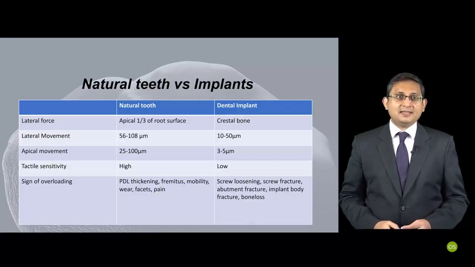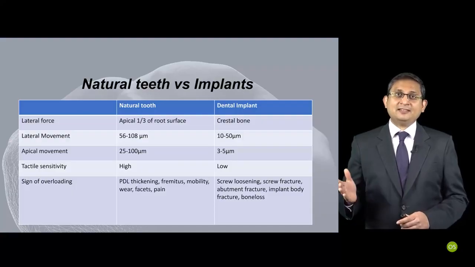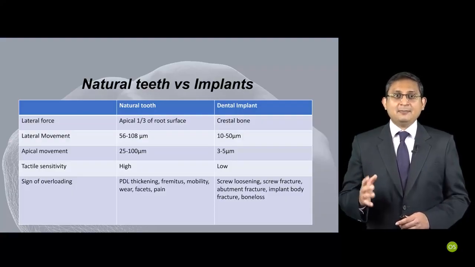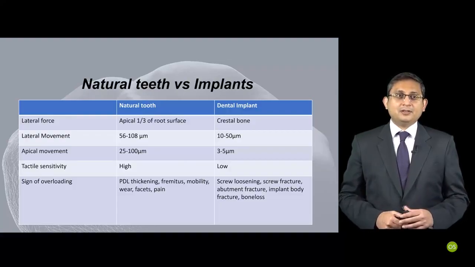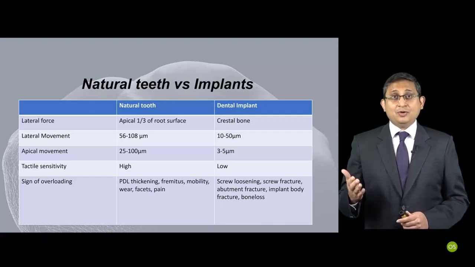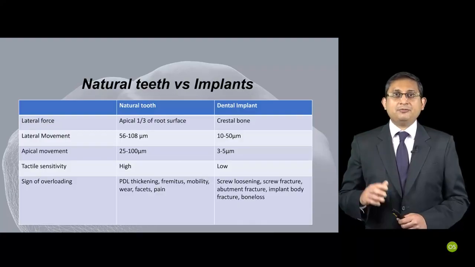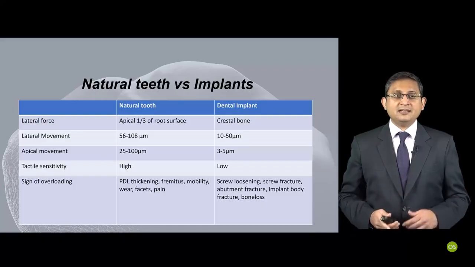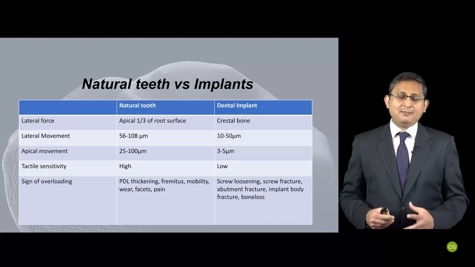If you look at the lateral movement, the tooth can move up to 56 to 108 micron, and that is helpful when it comes to absorbing force. Whereas the implant mobility, which mainly comes from bone, is 10 to 50 micron. Apical movement, as we all know, the tooth intrudes, and that could be between 25 to 100 micron, whereas it is only 3 to 5 micron for an implant, mainly because of flex of the bone. Tactile sensitivity: you have very high tactile sensitivity with the natural tooth. When it comes to implants, we have very low tactile sensitivity.